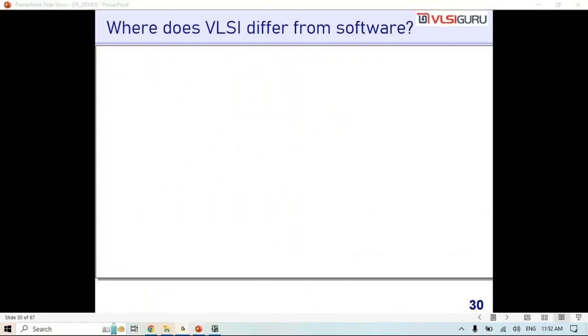Next. Where does VLSI differ from software? Tell me. We just now discussed. Where is VLSI different from the software domain? Backend domain. VLSI needs a backend domain. Software doesn't need a backend domain. Software doesn't require the backend domain flow.